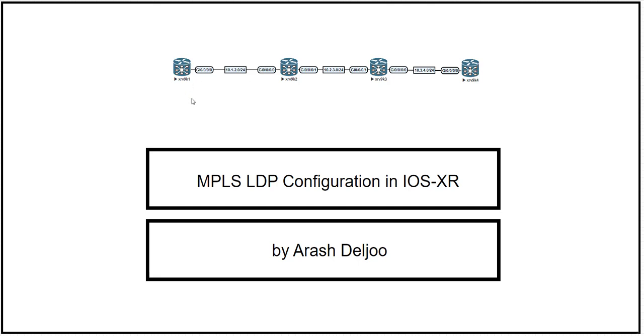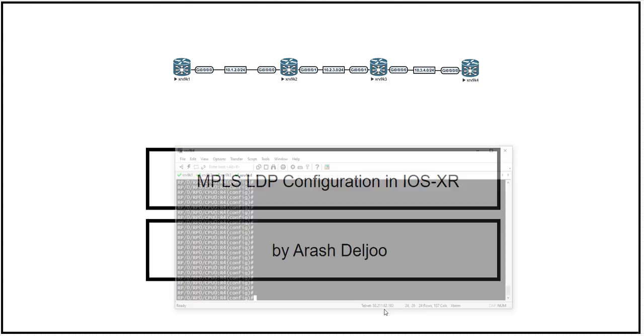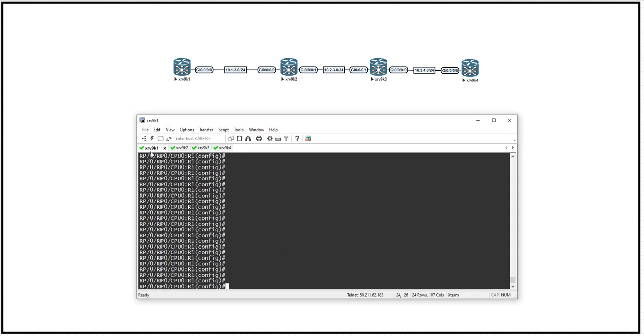In each router, we have a loopback interface: 1.1.1.1/32 in router 1, 2.2.2.2/32 in router 2, 3.3.3.3/32 in router 3, and finally 4.4.4.4/32 in router 4. Let me show you that we have connectivity between these loopbacks.